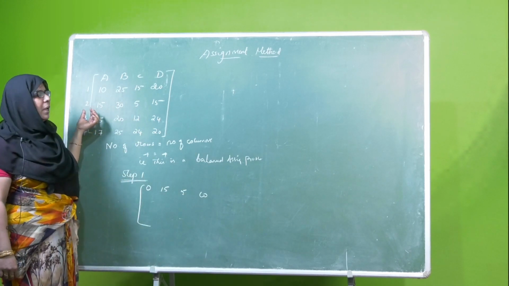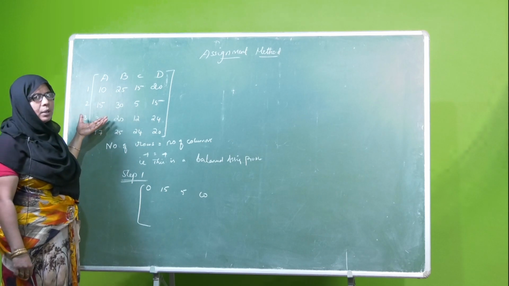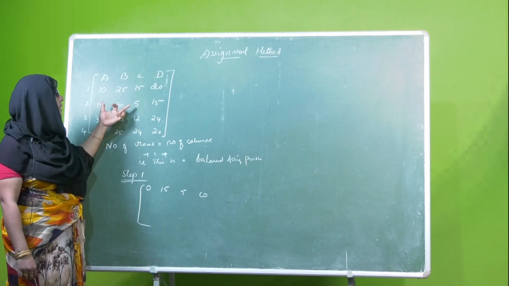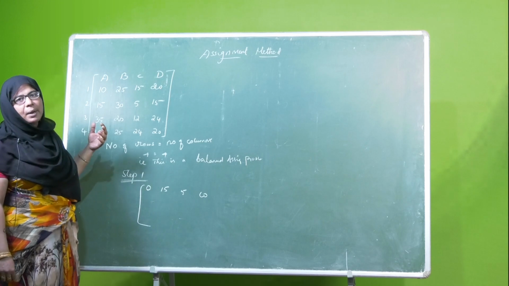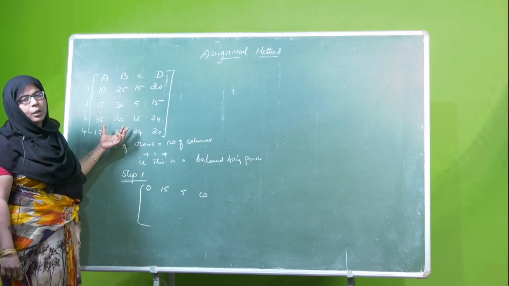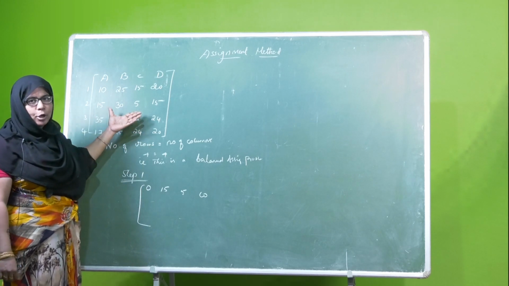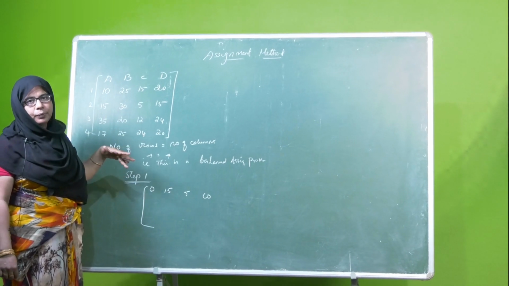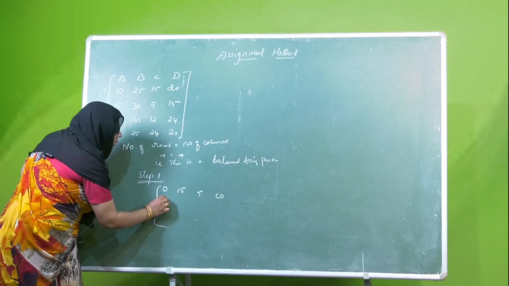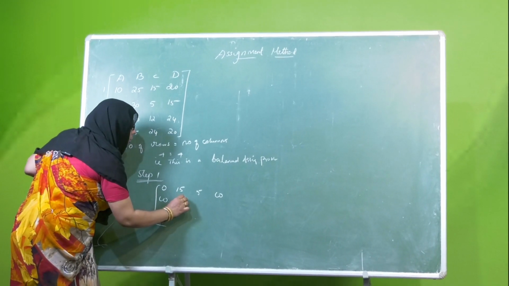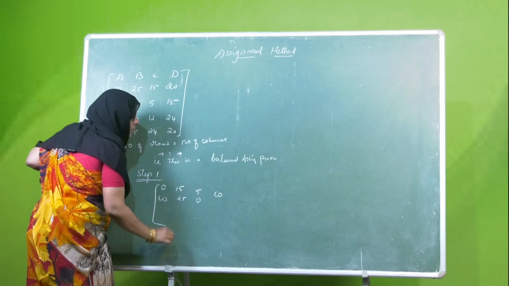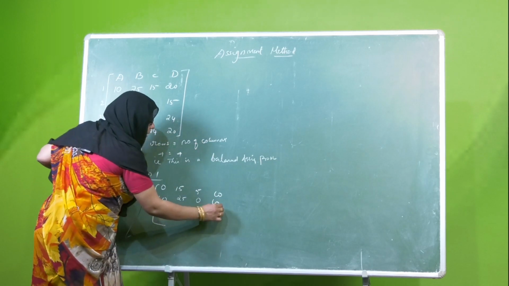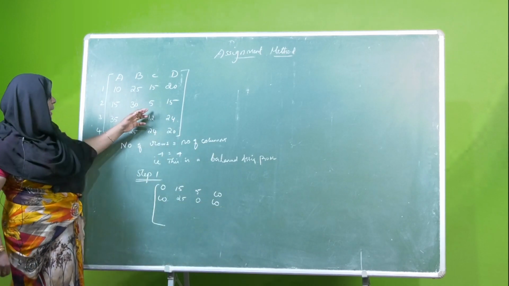What is the minimum element in the second row? The smallest element is 5. 5 is the smallest element in the second row. So, we subtract 5 from all the elements in the second row, including itself. So, 10, 25, 0 and 10.